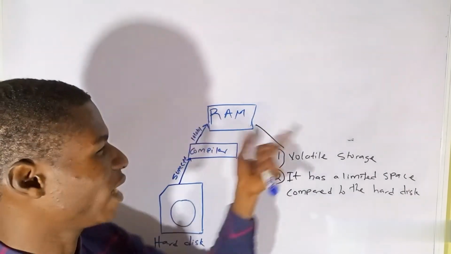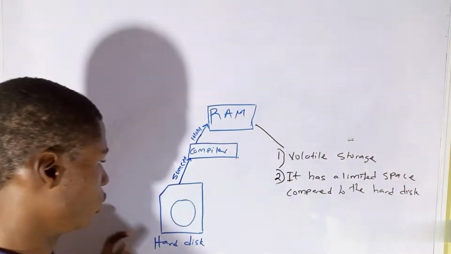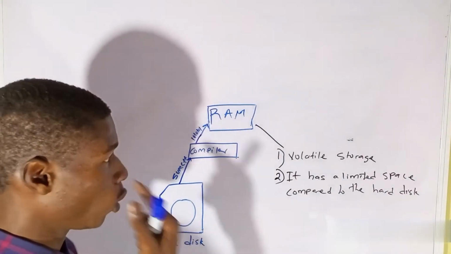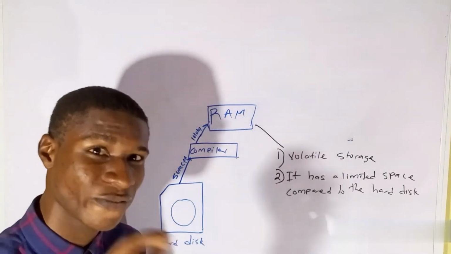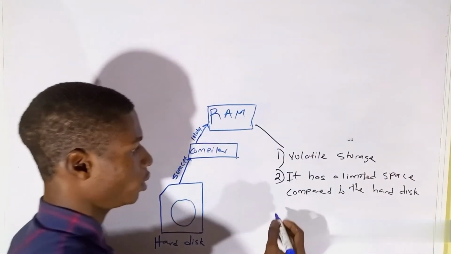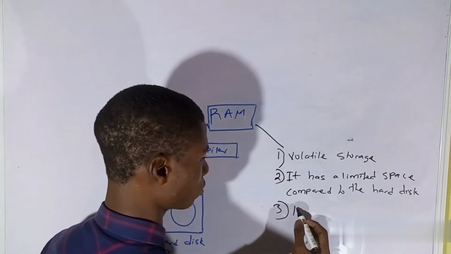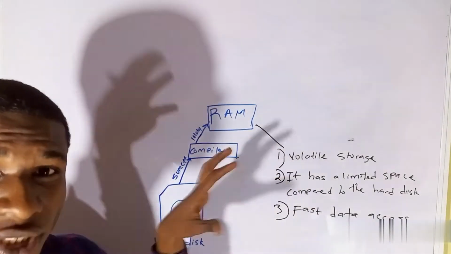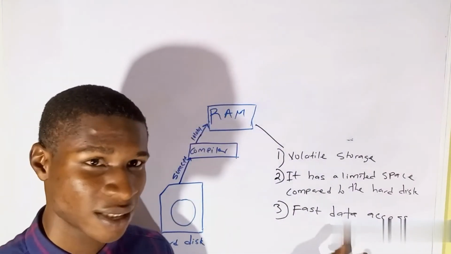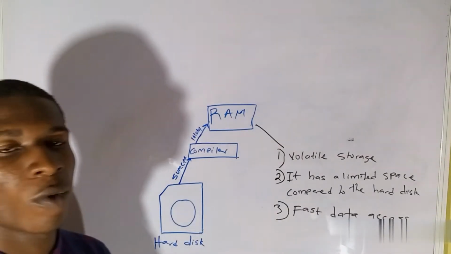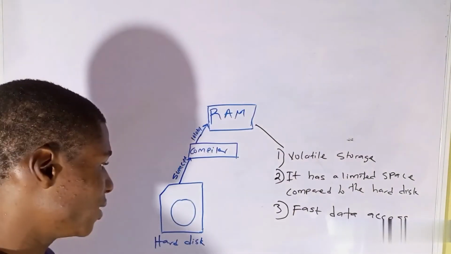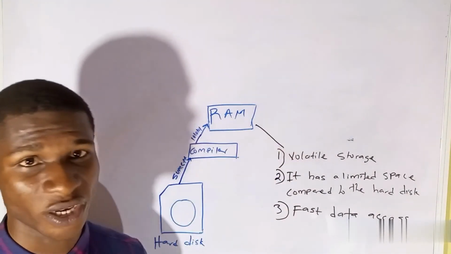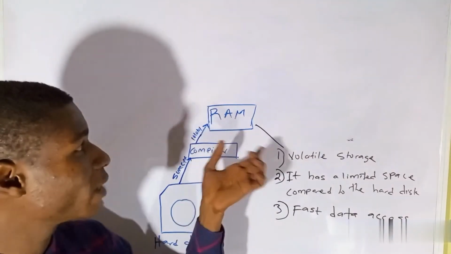So we can see that the RAM normally has a limited space compared to the hard disk. The third property of a RAM, which specifically defines its function, is that data stored in the RAM can be accessed as fast as possible. To fetch data from the hard disk can be very slow, but to fetch data from the RAM is very fast. So that's one of the main purposes of the RAM.